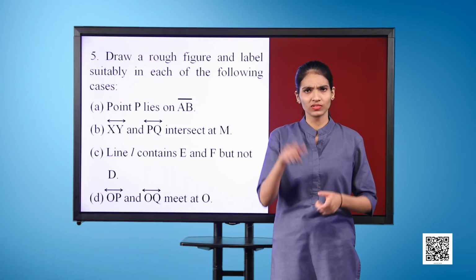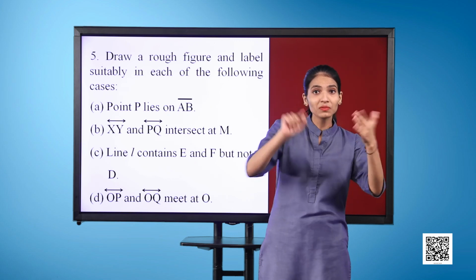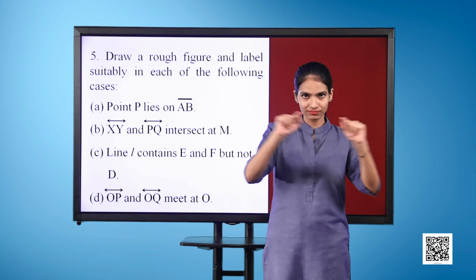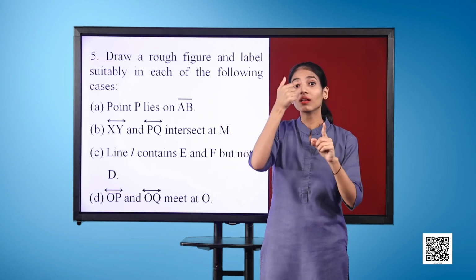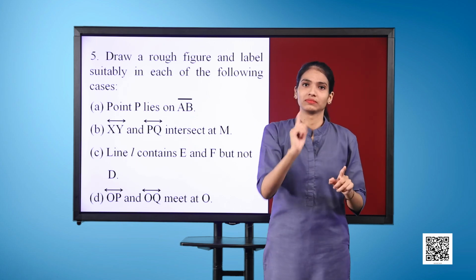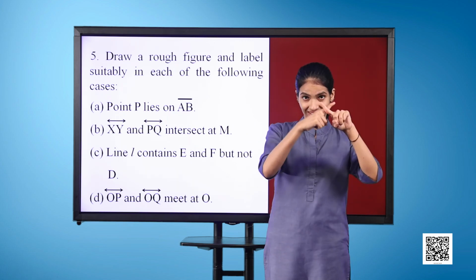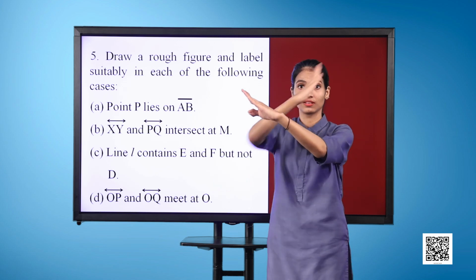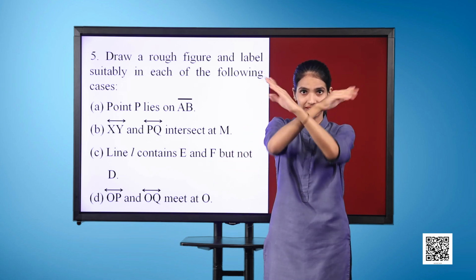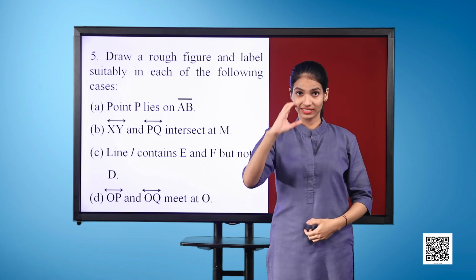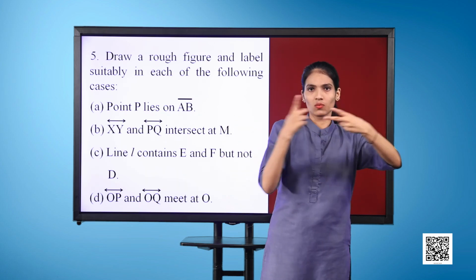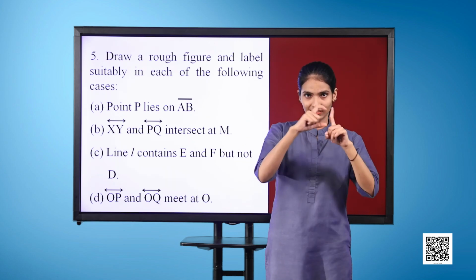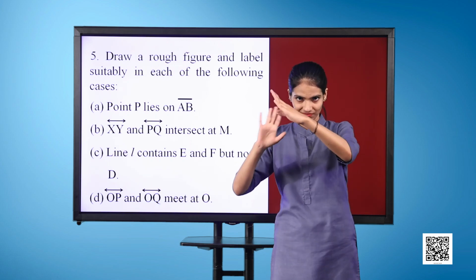5. Draw a rough figure and label suitably in each of the following cases. A. Point P lies on AB. B. XY and PQ intersect at M. C. Line L contains E and F but not D. D. OP and OQ meet at O.